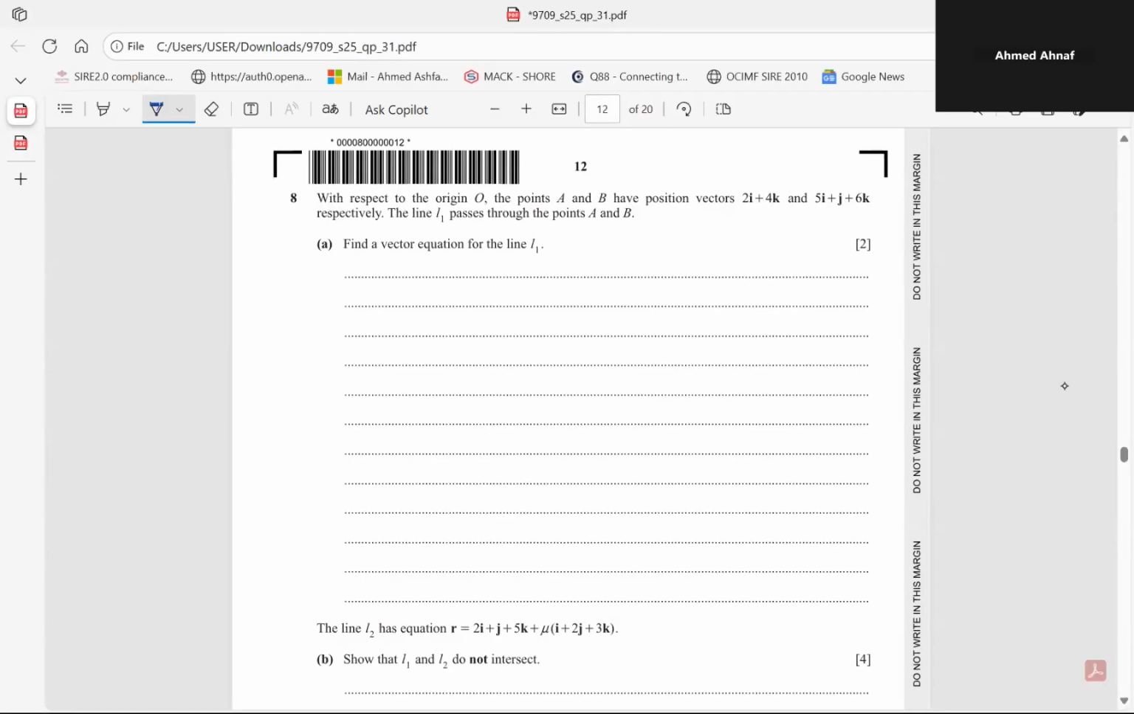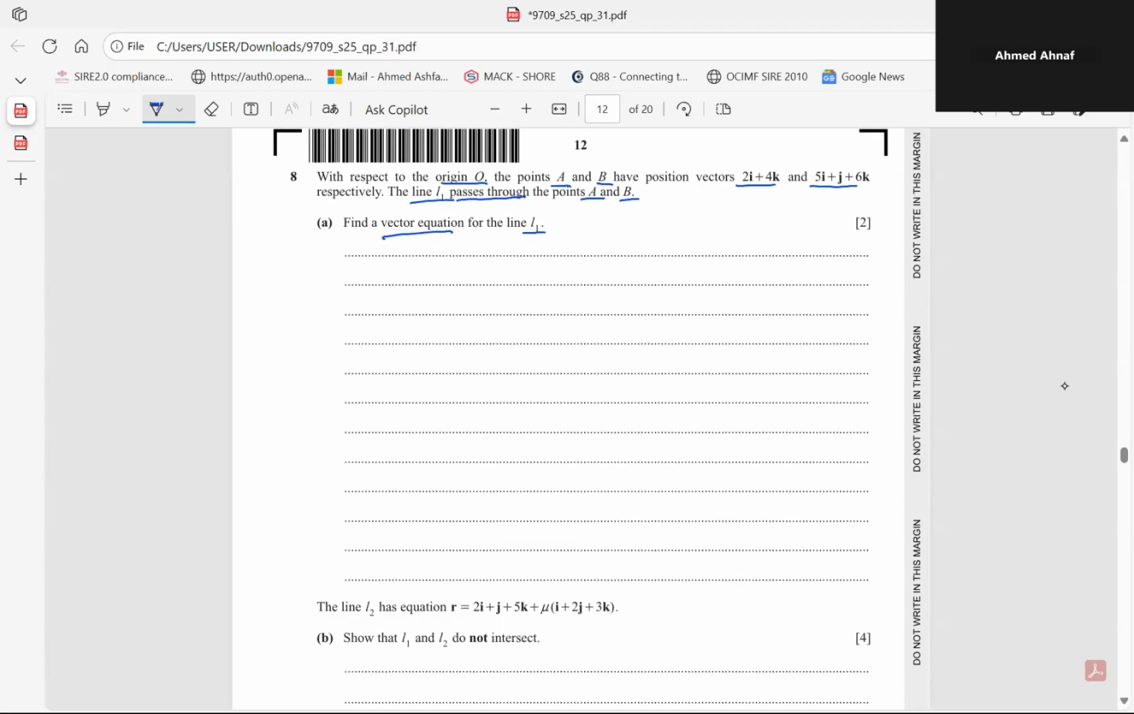Okay, so in this question, with respect to the origin O, points A and B have these position vectors respectively. The line L1 passes through A and B. So for the first part, we have to find a vector equation for the line L1. First of all, let's sketch the line L1. This would pass through A and B.